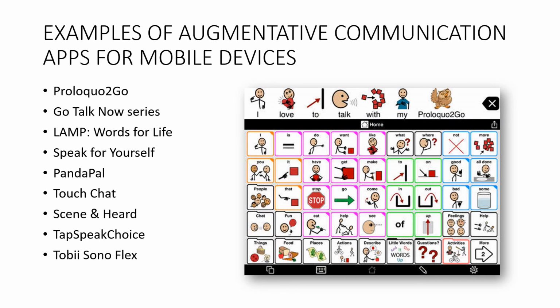So here are some examples of augmentative communication apps for mobile devices. There's the Proloquo to Go, which is probably the most popular one of this group. There's also Go Talk Now series, LAMP, Words for Life, Speak for Yourself, PandaPal, Touch Chat, Seen and Heard, Tap Speak Choice, and the Tobii Sono Flex. There's a lot of actual brands from Tobii or models that are from Tobii as well. But you can also, I think I had you guys download a Lexicom, which is the one that I discovered and I use. And it's actually quite fun.